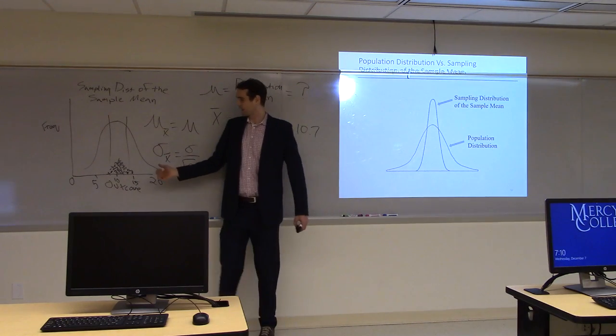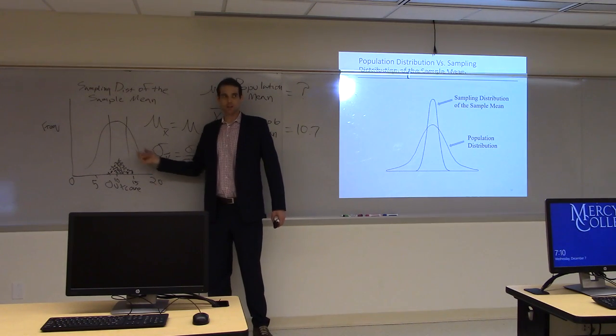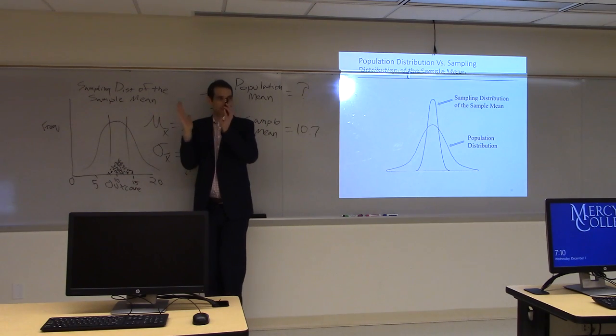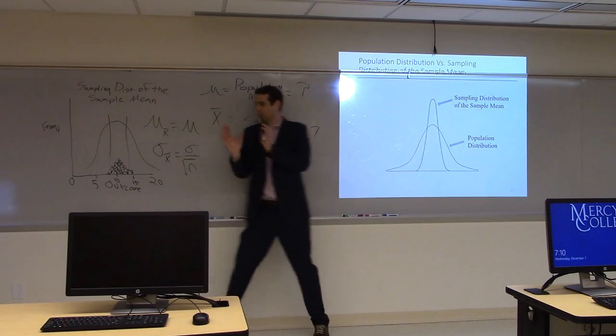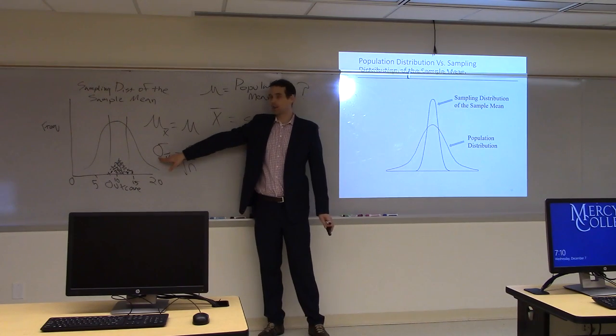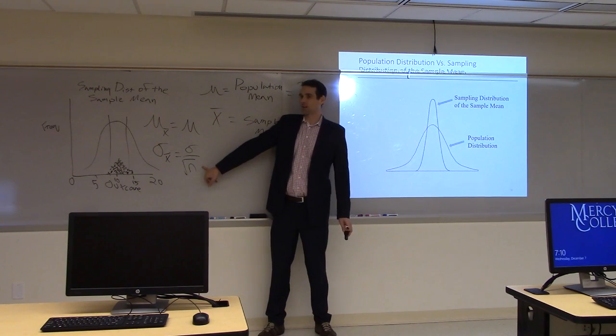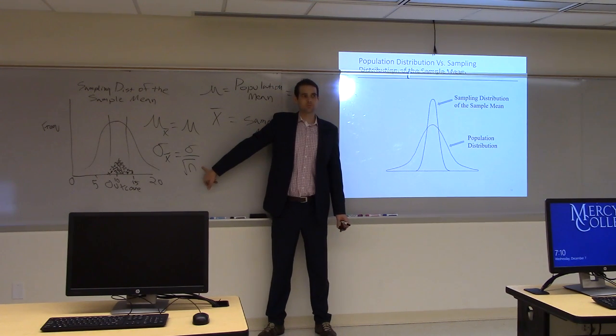And what else do we know about it? The standard deviation of the sampling distribution of the sample mean is less. It's skinnier than the parent population. And there's a formula specifically for it. The standard deviation of the sampling distribution of the sample mean is equal to the parent population standard deviation divided by the square root of n. Does that make sense?